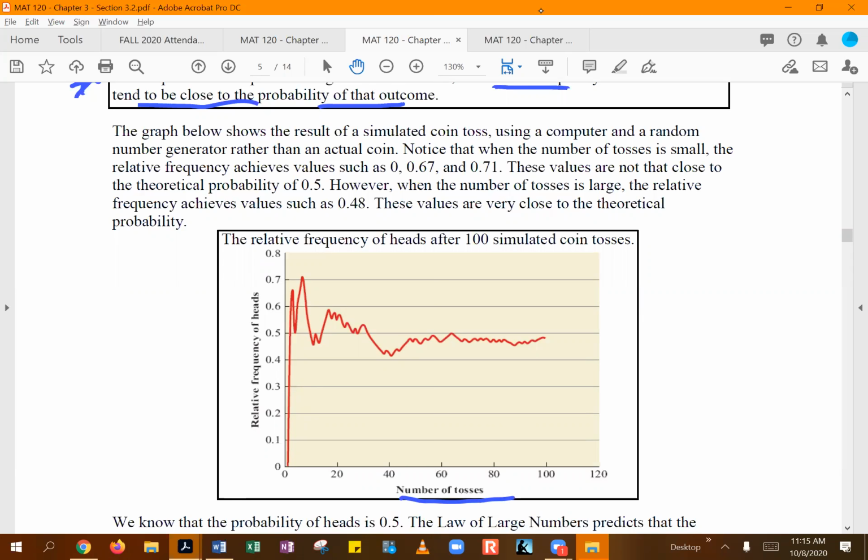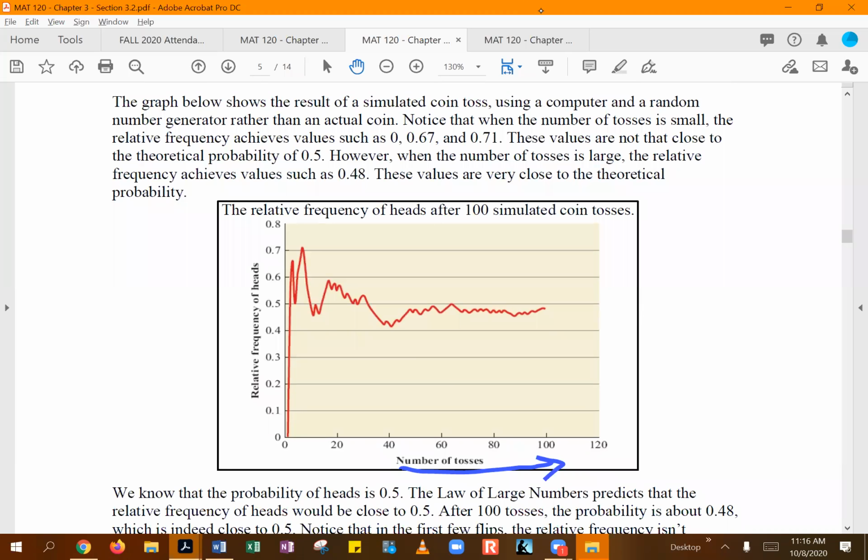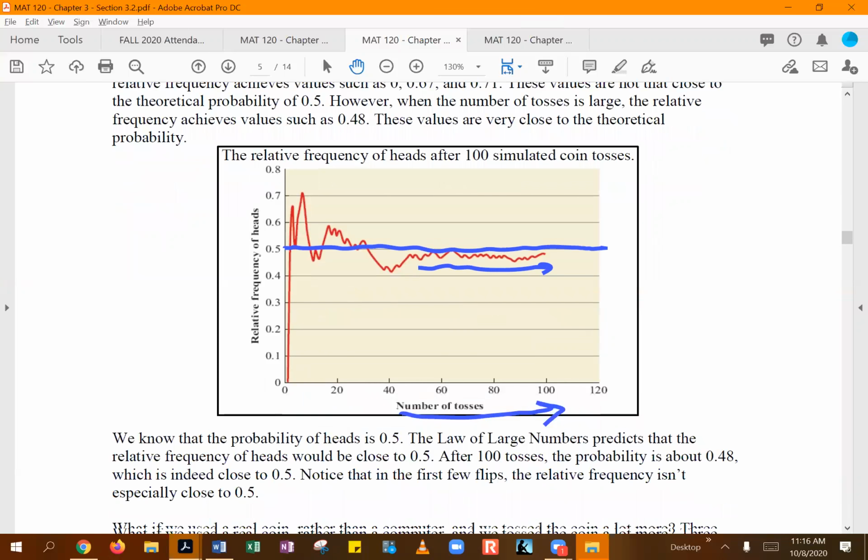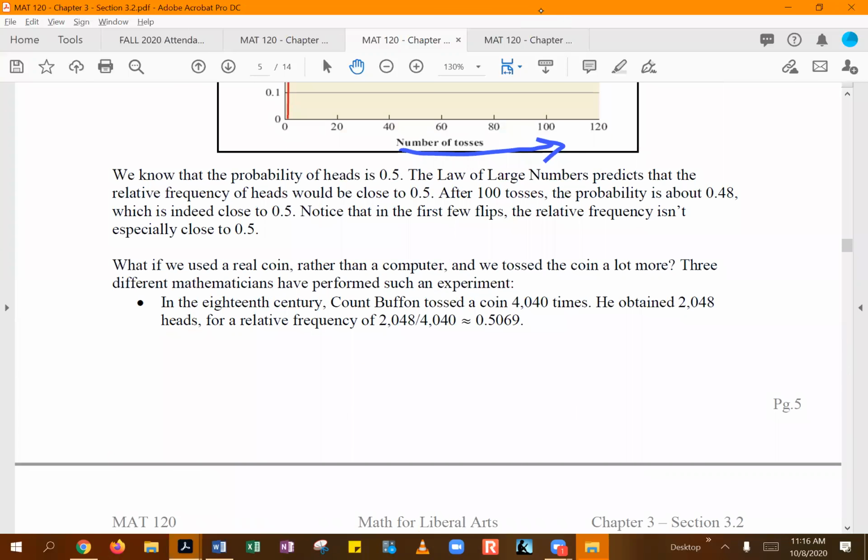But as your number of tosses got larger, you will see this curve is getting closer and closer to this probability of 0.5. So you can see how initially those numbers were kind of going up and down, but then they started getting a lot closer to that line for 0.5. And that's what happens with the law of large numbers.